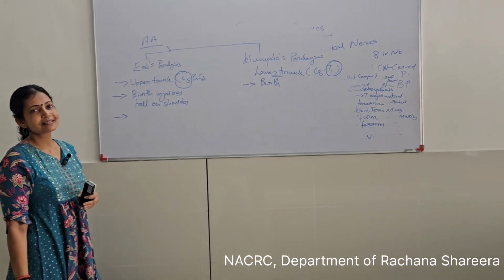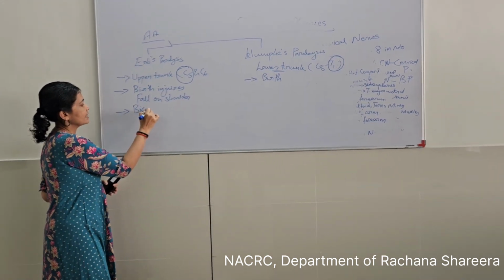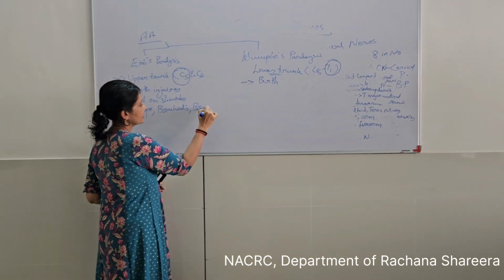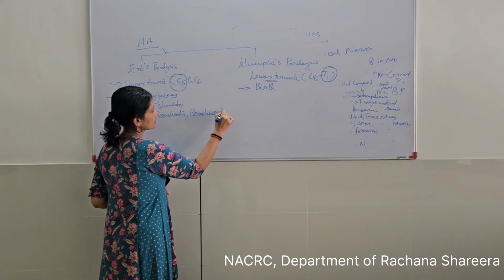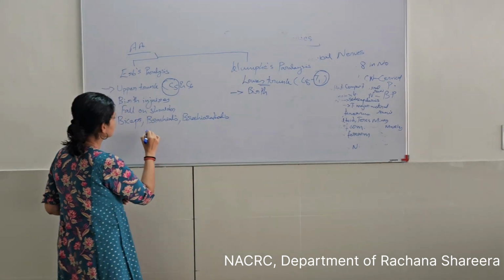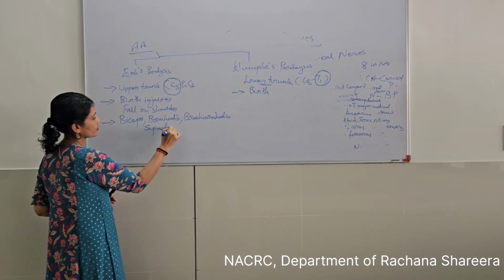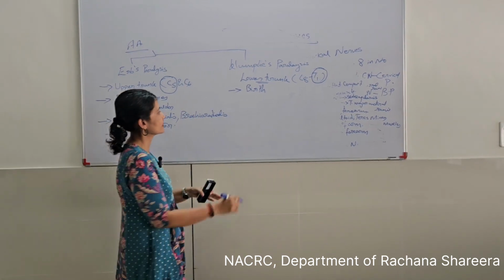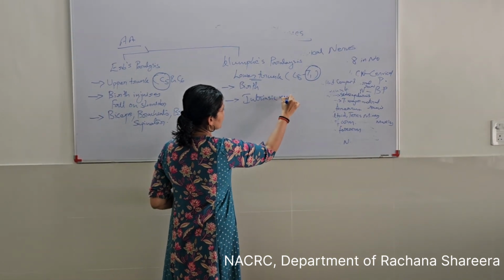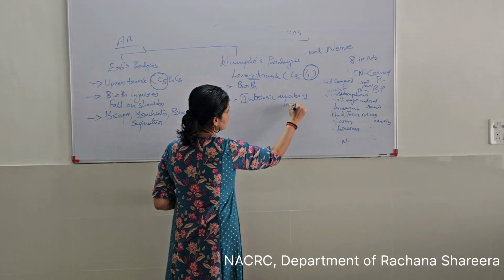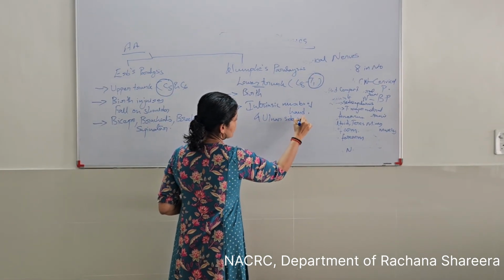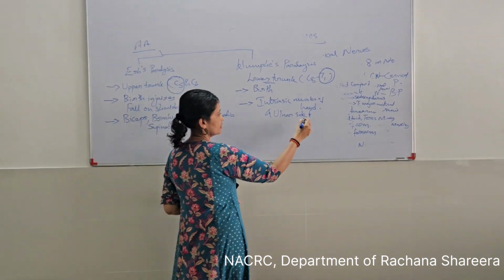Now here, muscles affected are biceps, then brachialis, brachioradialis, supinator, and here the muscles affected are intrinsic muscles of hand and ulnar side muscles of the forearm, or ulnar nerve which supplies the forearm muscles.